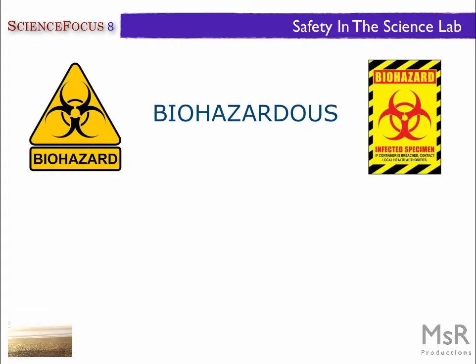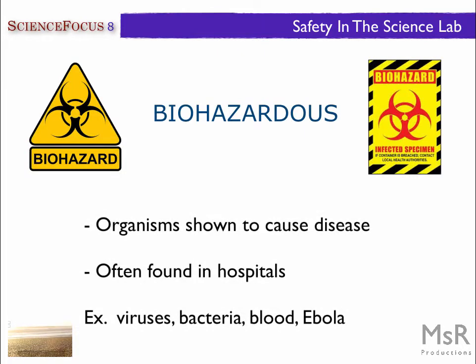This classification includes any type of organisms and the toxins produced by these organisms that have been shown to cause disease or are believed to cause disease in either humans or animals. These hazards are often found in hospitals and on products or materials that are harmful, such as viruses or bacteria. Blood samples containing the hepatitis B virus is a biohazardous infectious material because it may cause hepatitis in people that are exposed to it. Ebola and flesh-eating disease are also biohazardous.